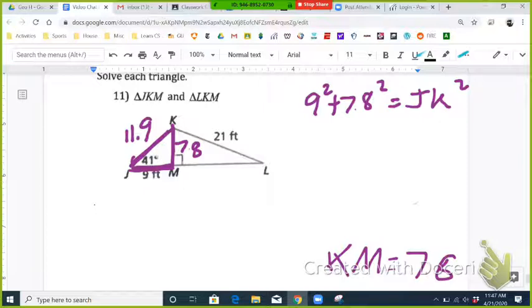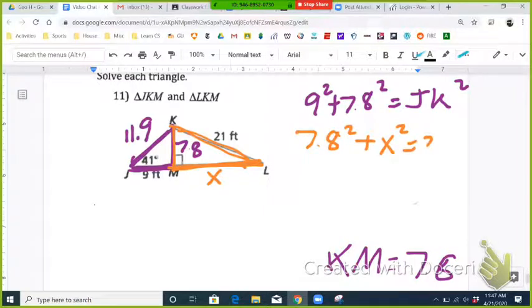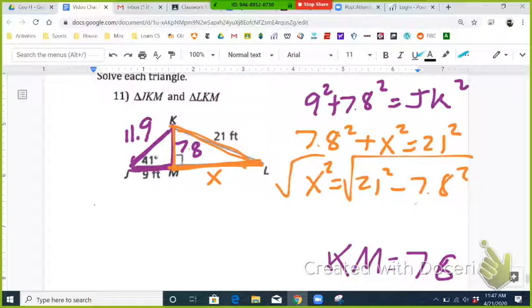Okay, and we could also find this side here by doing the same thing because we know two of the sides in that triangle. Now we're looking for a leg, not the hypotenuse, so it'd be a little different. We would do 7.8 squared plus x squared is equal to 21 squared, if we call this x. So then you'd have to subtract 7.8 squared on both sides, and then take the square root. So if I type that in my calculator, 21 squared minus 7.8 squared, all under a square root, that tells me this side right here is 19.5.